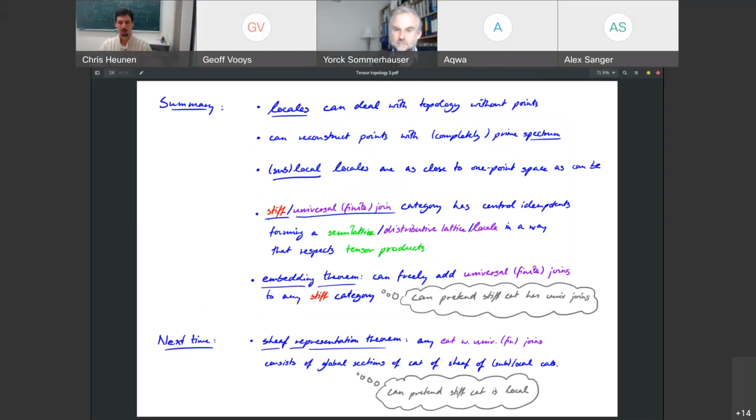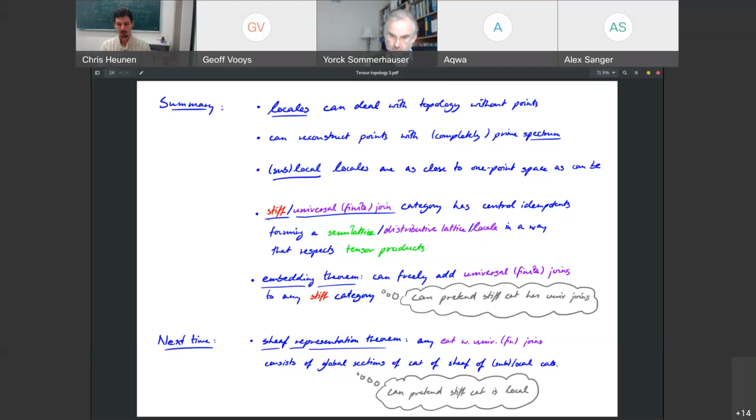So let me summarize what we talked about. We started talking about locales, which is a way to talk about topology where you never ever mention points. You only work with the opens all the time. You can still reconstruct the points if you like by talking about the completely prime spectrum. And particularly we talked about local and sublocal locales, which are like generic one-point spaces. They're as close to the singleton space as you can be. Then we talked about a monoidal category having universal joins, which means the central idempotents don't just form a meet semilattice, but they have joins, so they form a locale in a way that respects tensor product. And finally, we proved this embedding theorem that says that any stiff monoidal category I can upgrade to one with finite joins. So for all intents and purposes, that means that I can pretend any stiff category has universal joins. I can always move to the completion if I like.